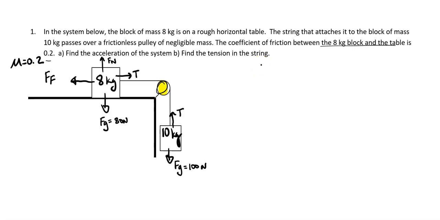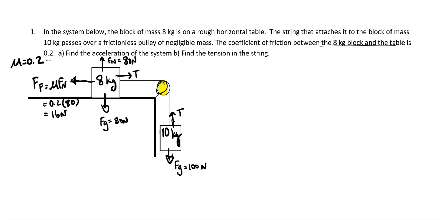Okay. I'm just going to go ahead, just for fun, and label a couple other forces I know. It's accelerating, so I know tension and gravity should not equal the same thing. We have Fg is 80 newtons here. I know this 8 kilogram block is not accelerating in the y direction, so Fn has to be 80 newtons. Let's go ahead and calculate Ff. I know Ff is going to be mu times Fn, and the coefficient is 0.2 times Fn, which is 80, so Ff is 16 newtons.